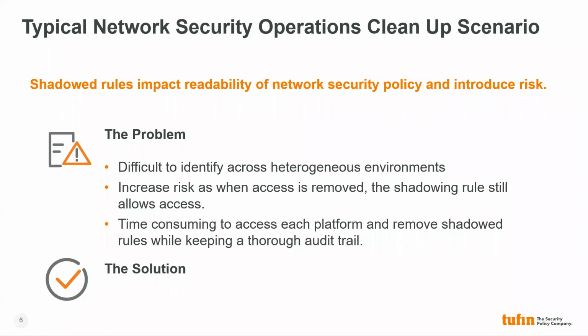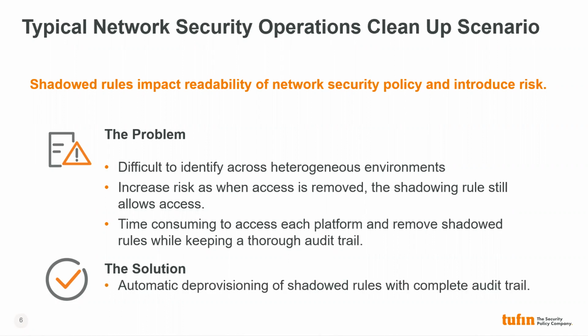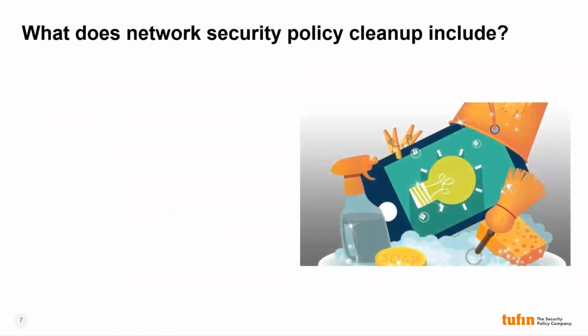And of course, it's time consuming to access each platform. This is part of that swivel chair management. If I have to go ahead and remove shadowed rules from vendor A and then from vendor B, and then go into Panorama and go here and there, who wants to be doing that, right? We want to make it a little easier. So how do we make it easier? The solution here is the automated deprovisioning of shadowed rules while maintaining that complete audit trail. Okay, so let's go ahead and proceed.